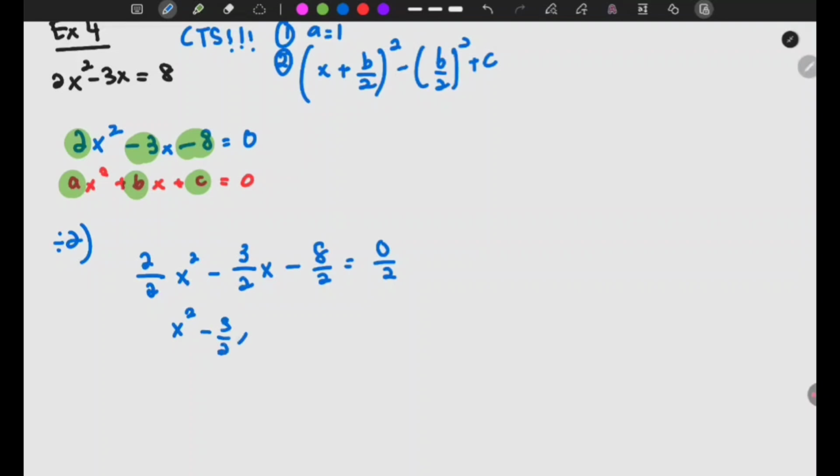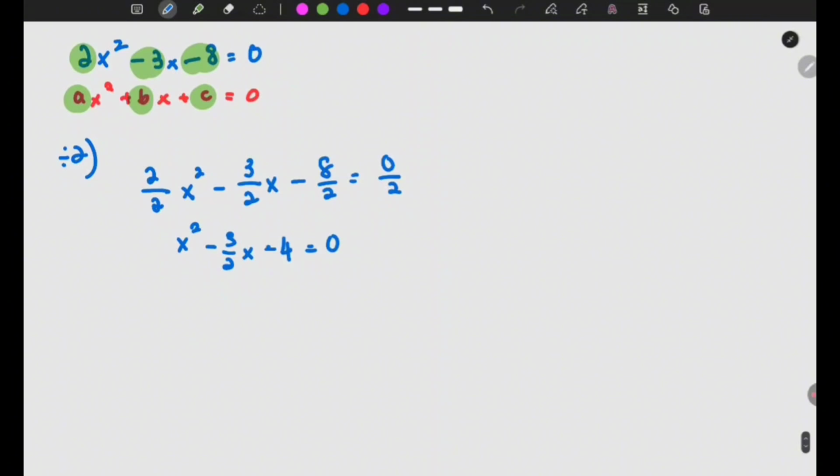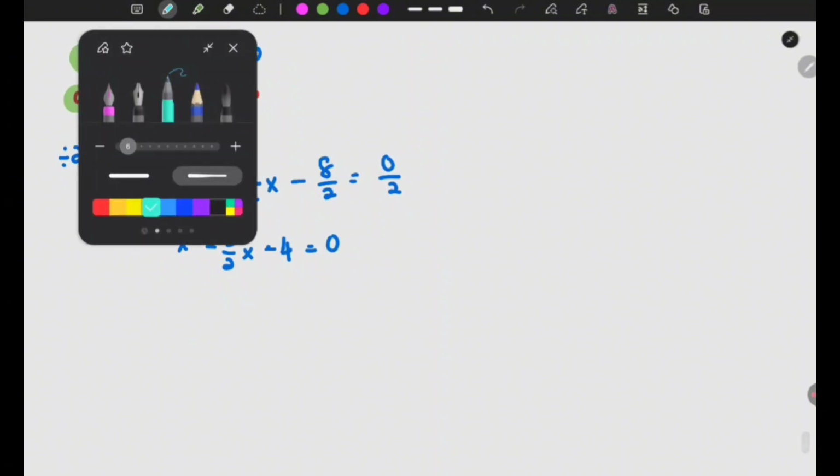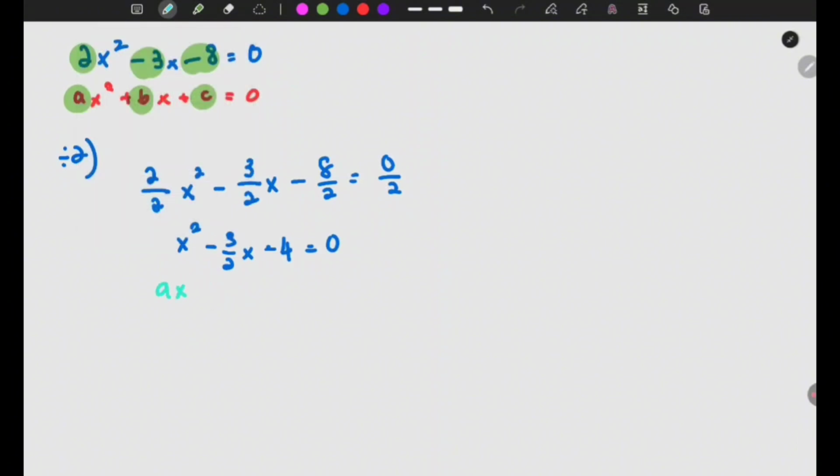And now you can actually see the new quadratic equation, which is actually quite nice. You can see ax squared plus bx plus c equals 0, a new one. And the best part is your a is already equal to 1, and your b is negative 3 over 2, your c is negative 4. So here is 1. If there's nothing, I write 1.